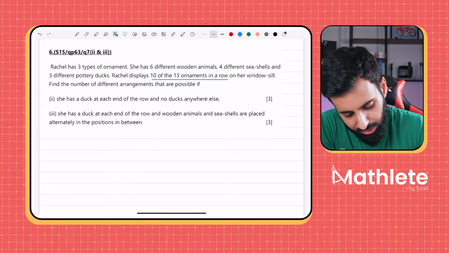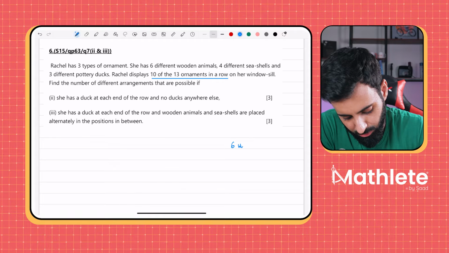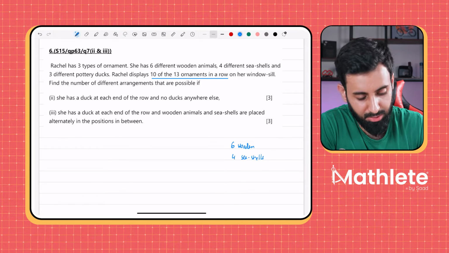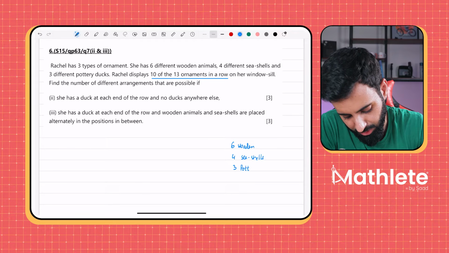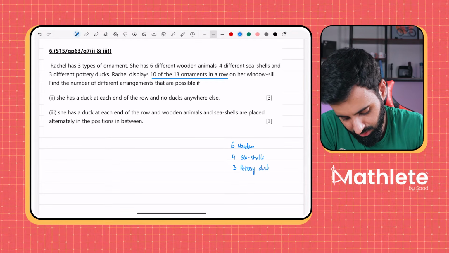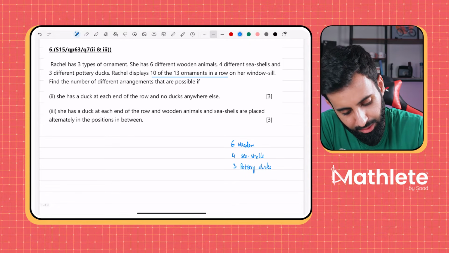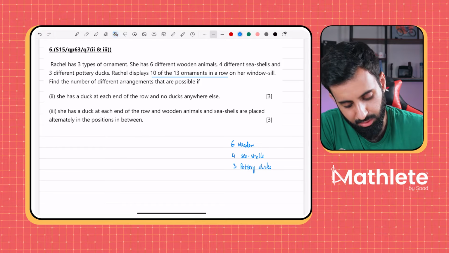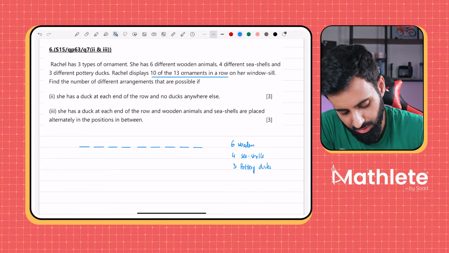Okay, that's interesting. So let's write the information down. She has 6 wooden animals. I'll just write wooden. She has 4 seashells, and she has 3 different pottery ducks. Now remember, she's going to display not all 13 of them, but only 10 out of the 13. So let's make 10 blanks: 1, 2, 3, 4, 5, 6, 7, 8, 9, 10.